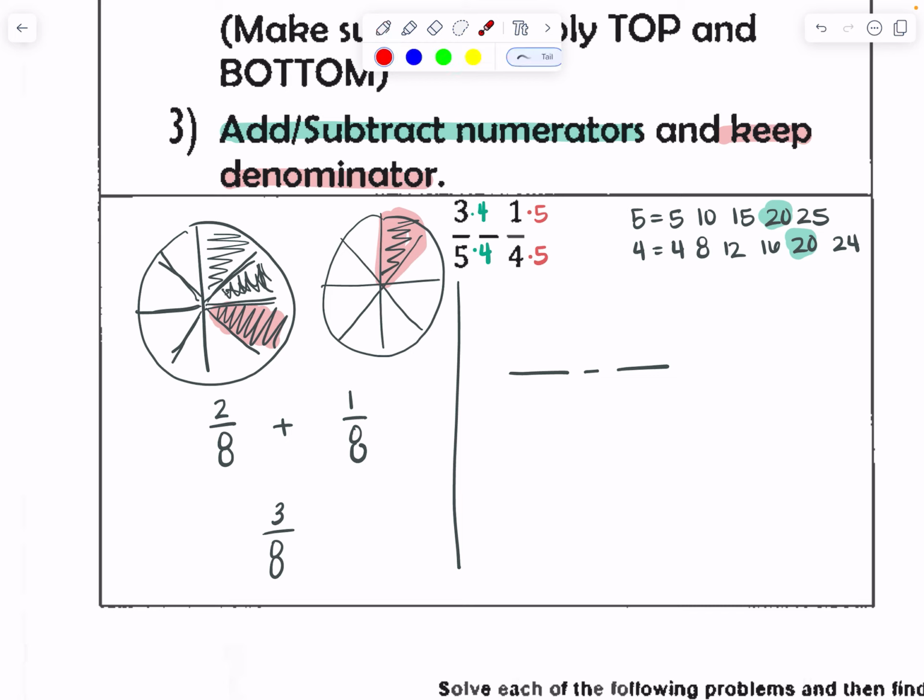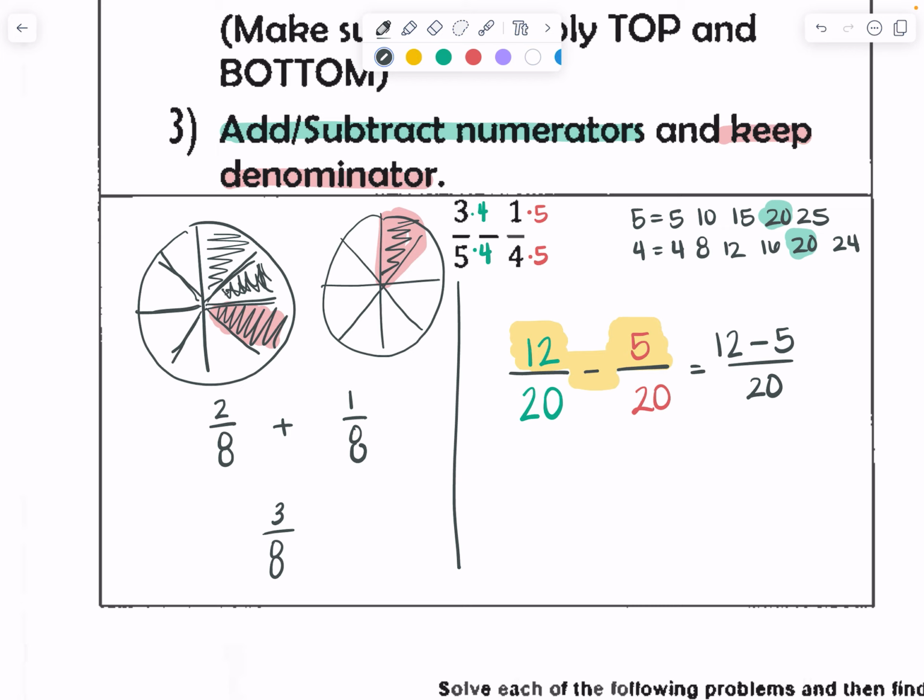And so my fraction on the left, 3 times 4 on top, is going to give me 12. 5 times 4 on the bottom, 20. My fraction on the right, 1 times 5 is going to give me 5. 4 times 5 is going to give me 20. And so now I am able to subtract the numerators. Because the fractions were being subtracted in the original problem, I can subtract them. So I have 12 minus 5 over 20.